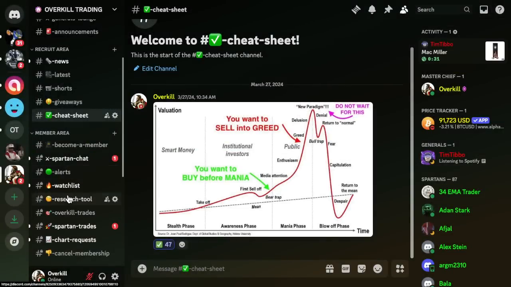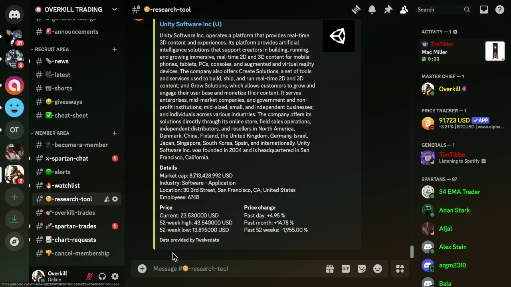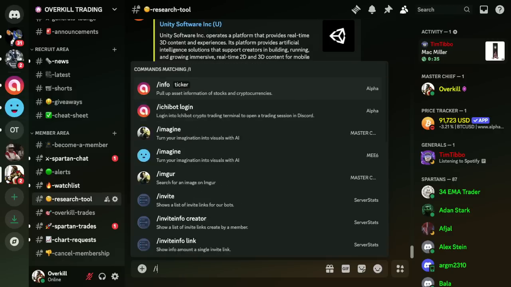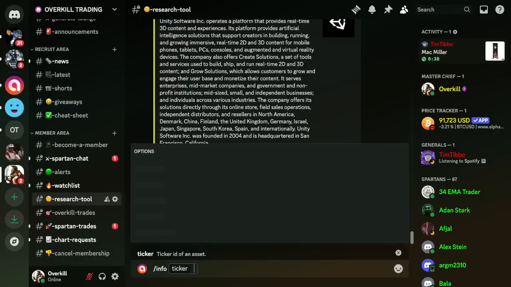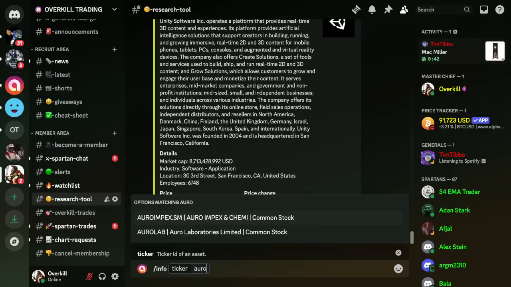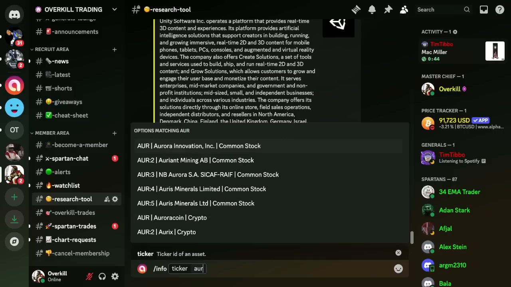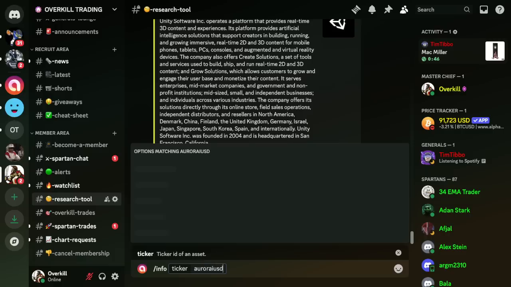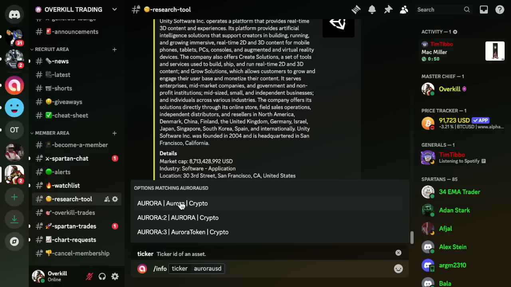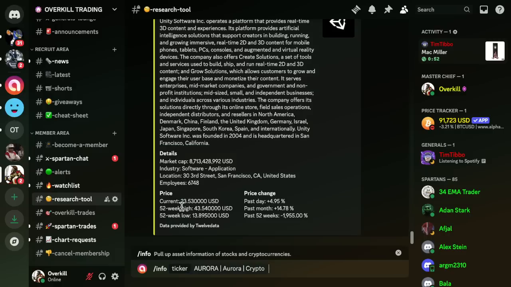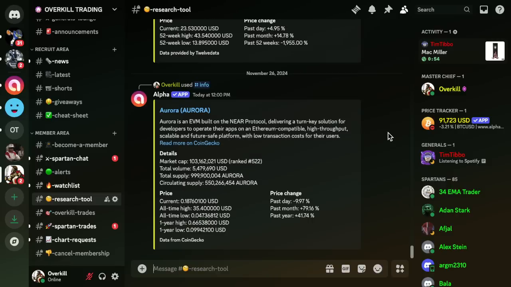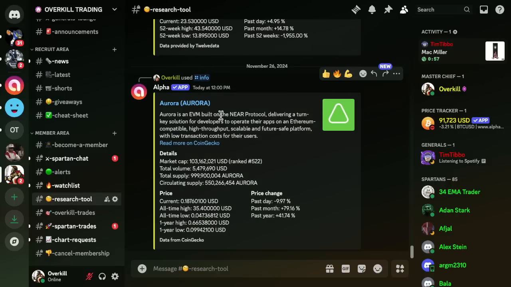And if you guys don't know what a project is, you can come over here and use the research tool over here in the Discord. Type in /info. And for example, I don't know what Aurora is. Aurora. How do you spell it? Aurora. Yeah, I put USD for the crypto. Okay, but you just type in /info, enter, type in your ticker. It could be a stock or a cryptocurrency. And boom, it tells you exactly what it is.